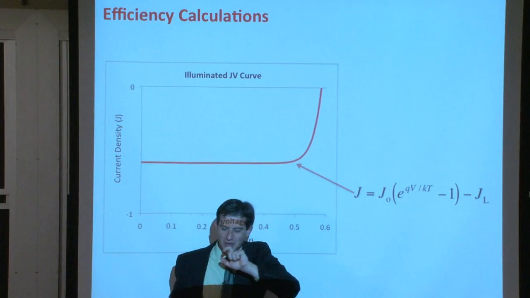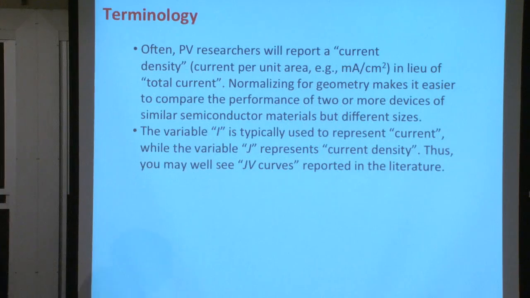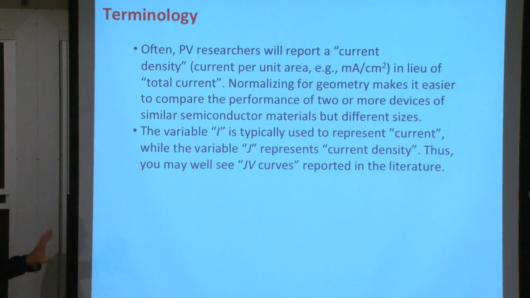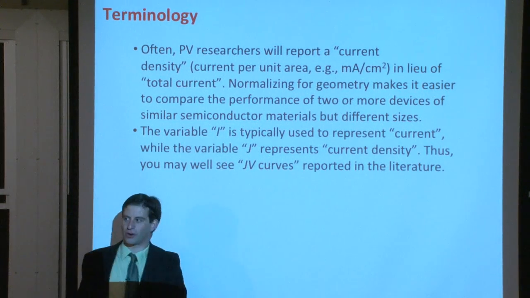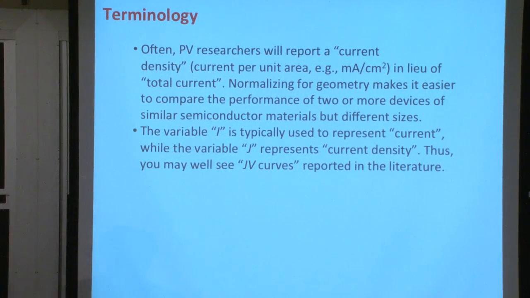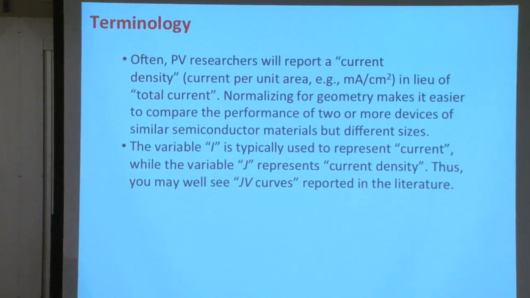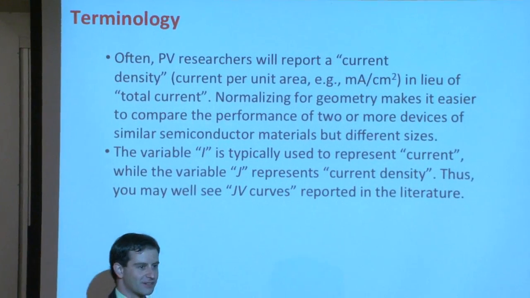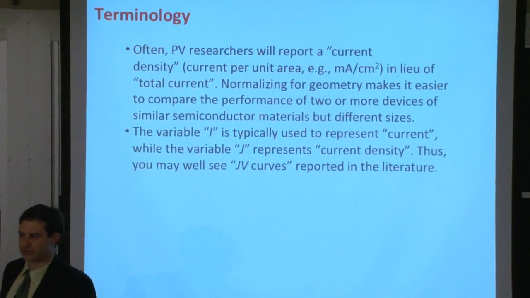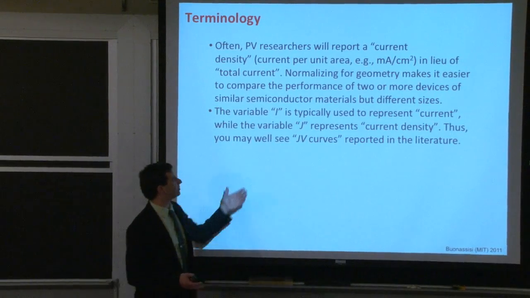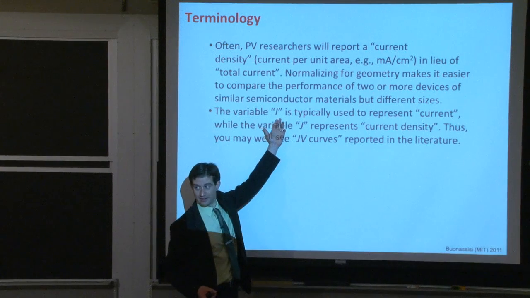What just happened? Well, I and J look very similar, but they're in fact 2 different variables. Most often, PV researchers will report a current density, in other words, a current per unit area, instead of the actual current coming out of the solar cell device. What you've been measuring here off of the DAC has been current, the total current output from that device. It might be a really tiny number, and it might be difficult to compare against other sized devices. So what solar cell researchers often do is normalize the current by the area to get a current density. We'll call current density J, and we'll call current I.